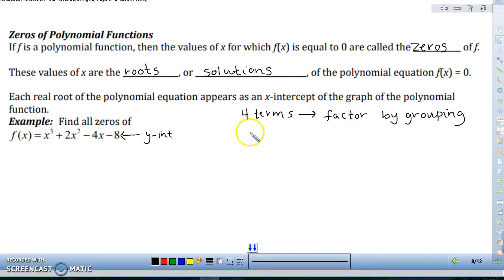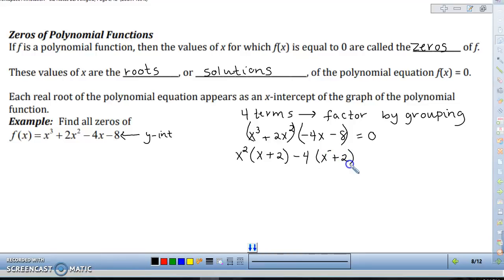So remember, in order to factor by grouping, I've got x cubed plus 2x squared minus 4x minus 8, and we're going to set it equal to 0 now. So the way we factor by grouping, you group the first 2 terms, you group the second 2 terms, including that middle sign. That's important. We're always going to want to factor that out. And now we're looking for the GCF of each factor. So in this first one, the GCF is x squared. That leaves me with an x plus 2. In the second group, I'm going to factor out a negative 4, which leaves me with x plus 2.